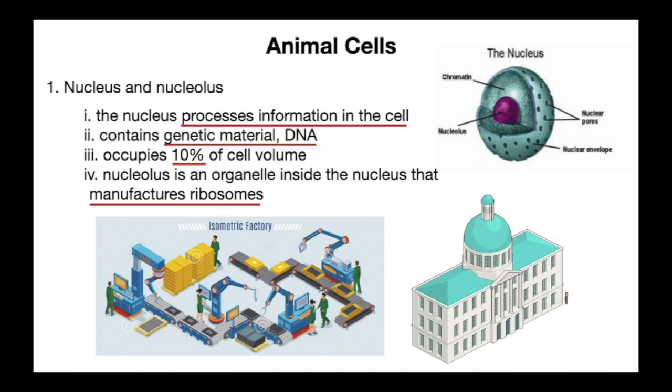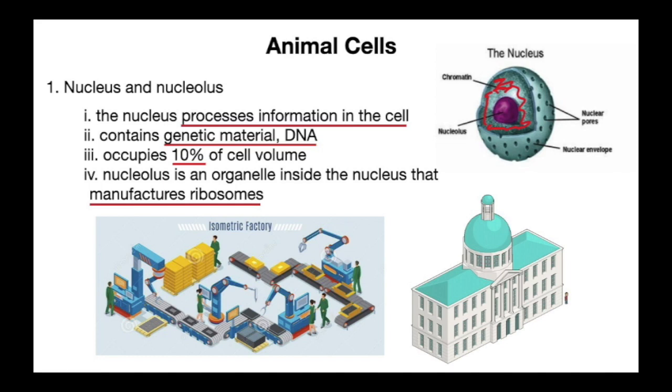We have the nucleus and the nucleolus. So this entire thing is the nucleus, and in the center you have a nucleolus. Okay, and so the nucleus processes all the information in the cell. It's where the DNA is contained. The DNA would be here, like all of this stuff is DNA. Okay, it occupies about 10% of the volume of the cell. It's quite large.